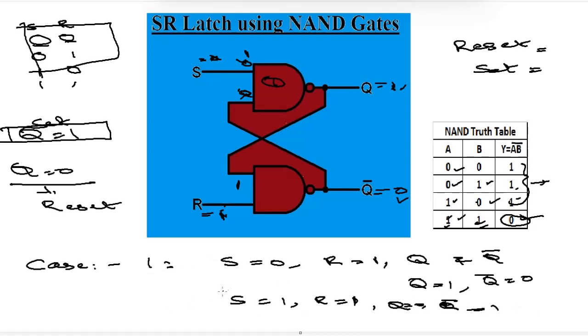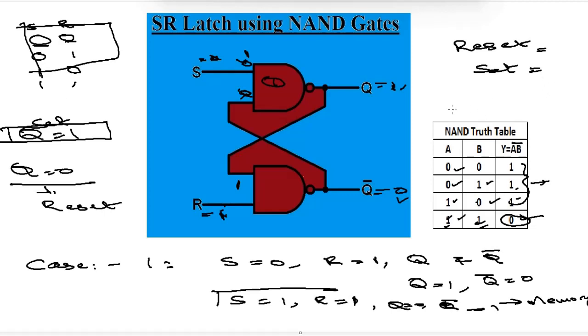This condition is called as memory condition. If the values are not changed, then that condition is called as memory condition or no change condition.